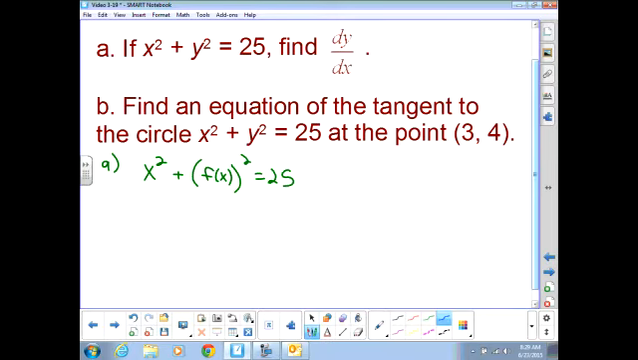So derivative of x squared is 2x. In this next part, we have a chain rule, kind of similar to what we saw on the first slide. So we'll have 2 times f of x to the first, but then we have to multiply by the derivative of the inside of those parentheses, which would be an f prime of x. And then our derivative of 25 is just 0.